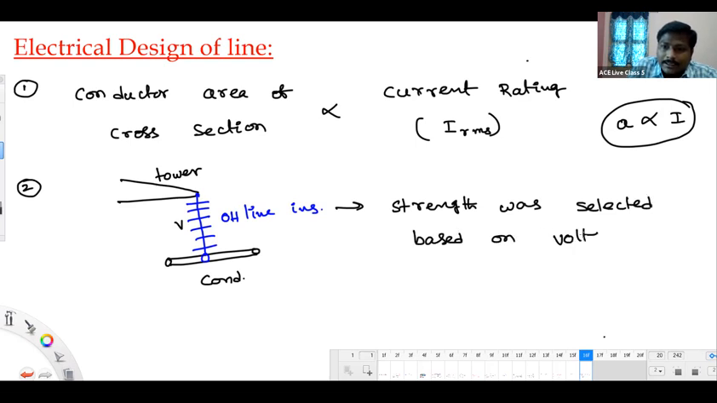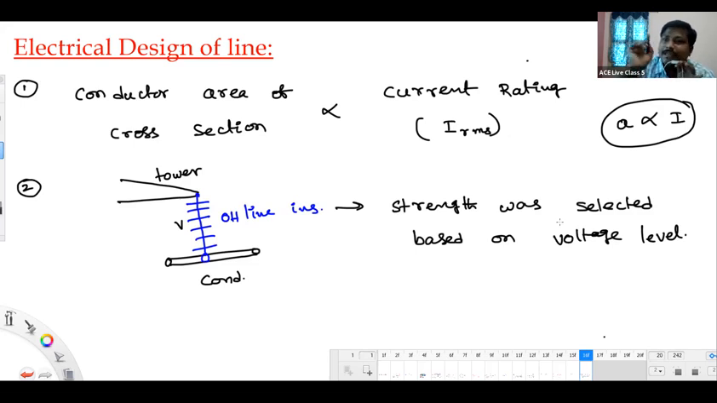Strength was selected based on voltage level. So I think all of you are getting this voltage rating, or voltage level, whatever you call it. Okay, from this point we'll be continuing. I will discuss the string insulator later, maybe the string insulator I have drawn here. I will be taking up this discussion specially now.